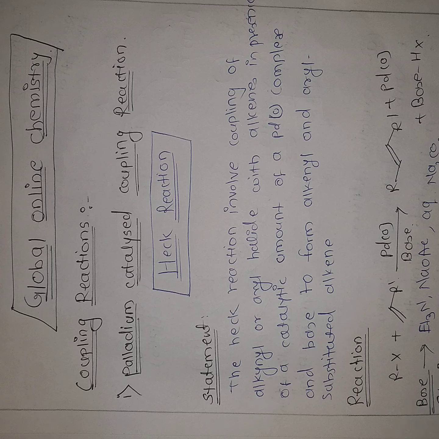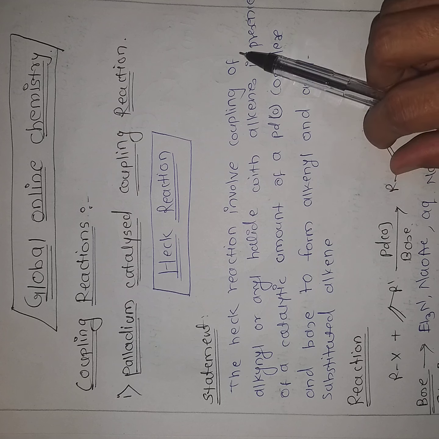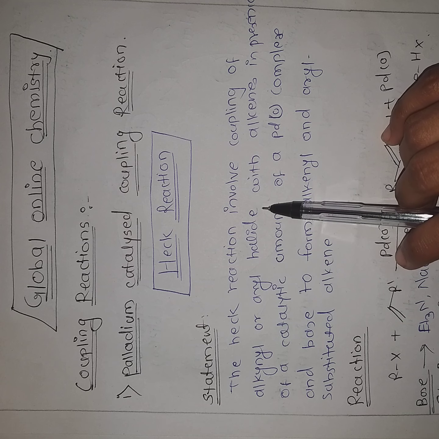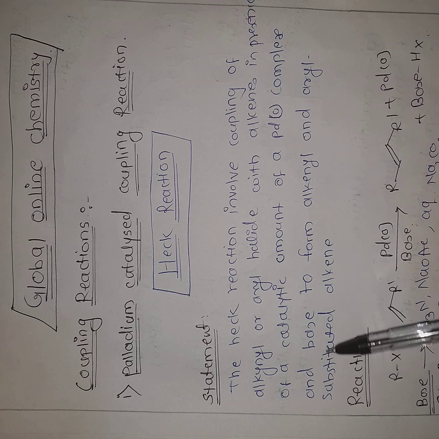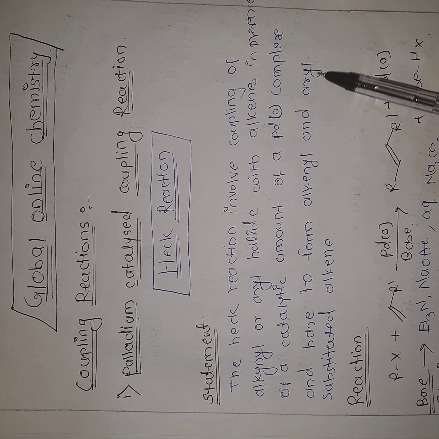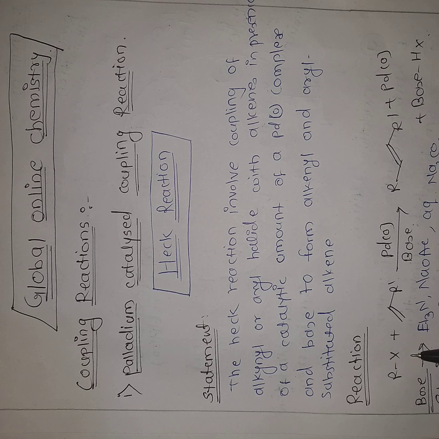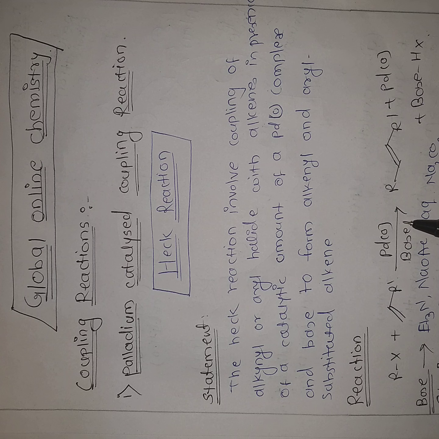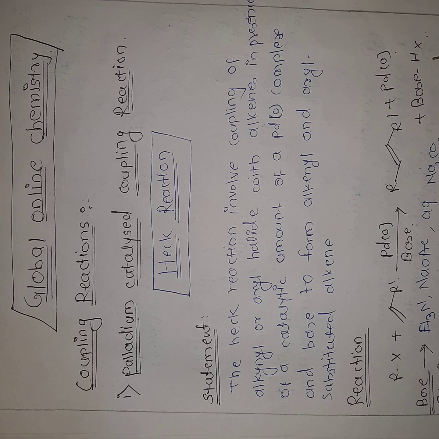Now let's start with its statement. The Heck reaction involves coupling of alkenyl or aryl halide with alkenes in presence of catalytic amount of palladium complex and base to form alkenyl and aryl substituted alkenes. Means in this reaction, if we use alkyl halide and alkene in presence of palladium 0 complex and base, we get a coupling product and palladium 0 complex as it is, plus base and HX attached to it.